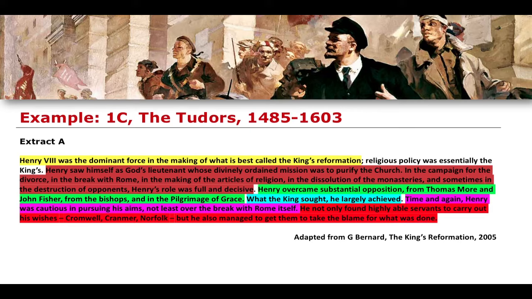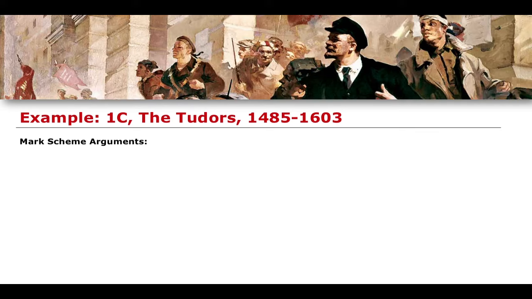That is the final in red, okay? So what the mark scheme doesn't pick out is the blue argument, what the king sought, he largely achieved, and also the purple argument, that time and again Henry was cautious. Again, that's not necessarily suggesting that if you had picked those arguments out you would have been wrong, and that you wouldn't have got any marks for that, but just that the mark scheme picked out ones that weren't those arguments at least.